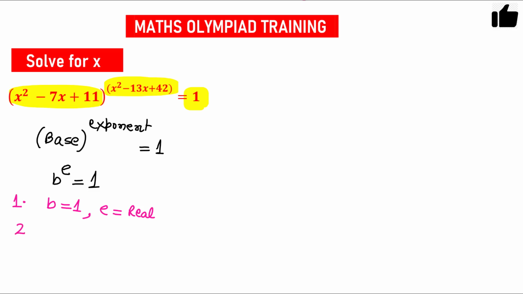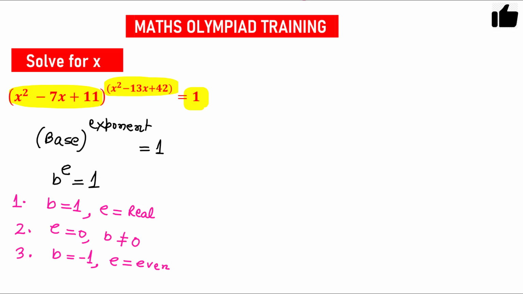The second situation you can have is that the exponent is 0. In that case b can be anything, the only thing is it should not be equal to 0. And the third condition you can have is b is equal to minus 1, but the exponent has to be even, so e is even. In that case also, minus 1 raised to the power of an even number is equal to 1.